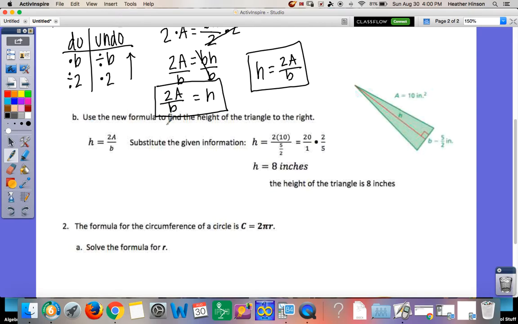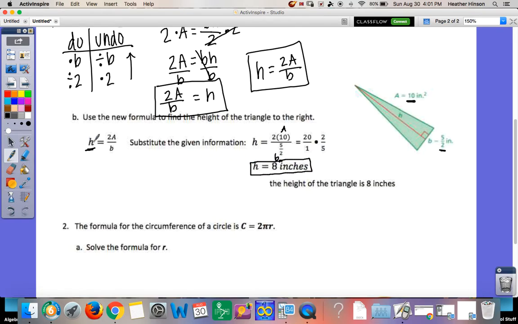Okay, we're going to use the new formula to find the height of the triangle over here. So our formula that we solved for h, we want to substitute in the given information we get to find the height. So they told us the area is 10 inches squared, so we plug that in for A. The base, the B over here, is 5 over 2 inches, so we plug it in for B. And then we can either solve it out by hand, or we can plug it into our calculator, and you're going to get 8 inches if you plug it in.